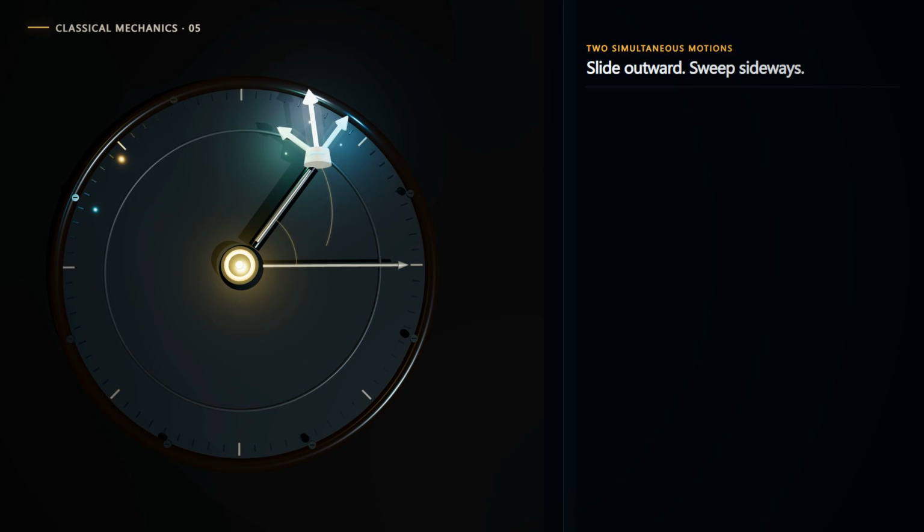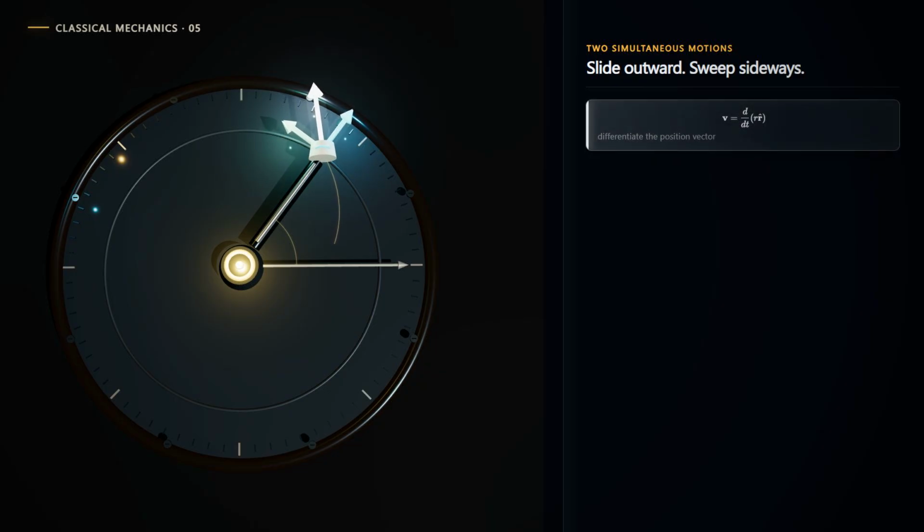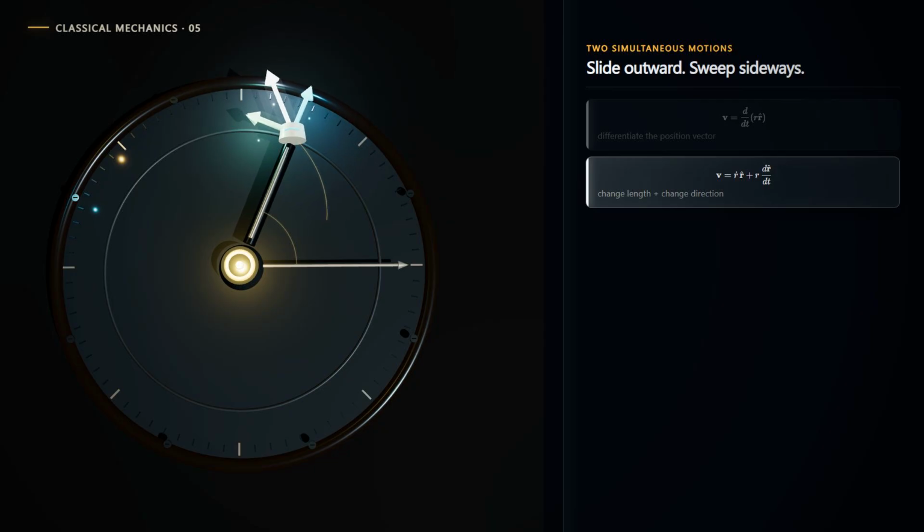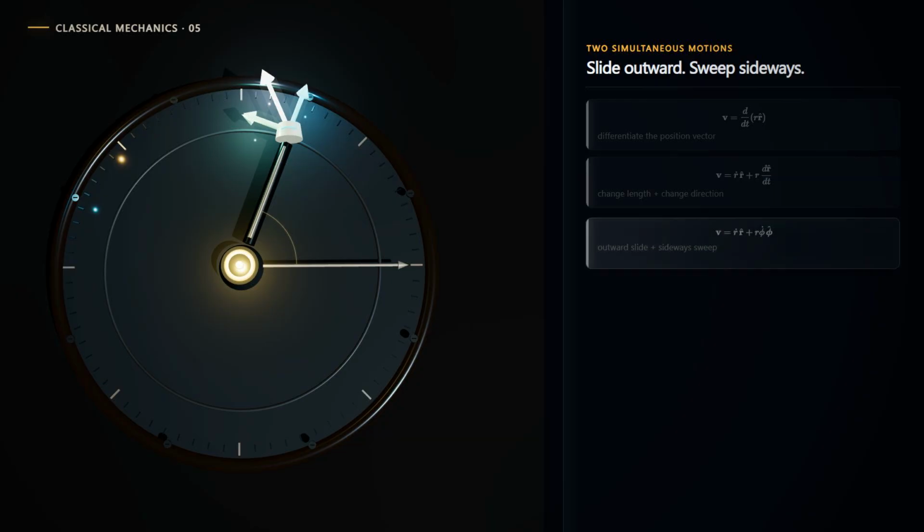The calculus should describe that same picture. Differentiate position, r times r hat. The product can change because its length r changes and because its direction r hat turns. Use the two changes once each. Velocity is r dot r hat plus r phi dot phi hat.